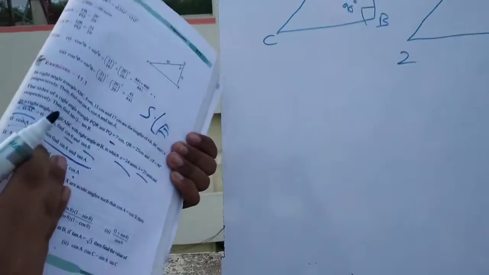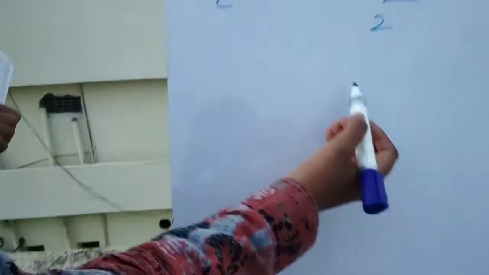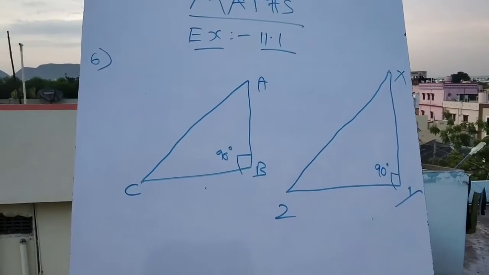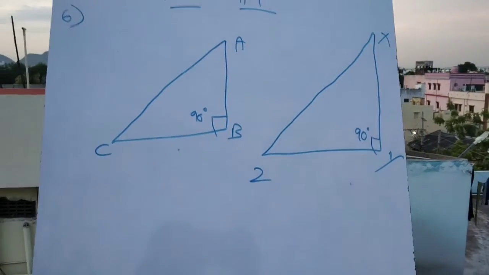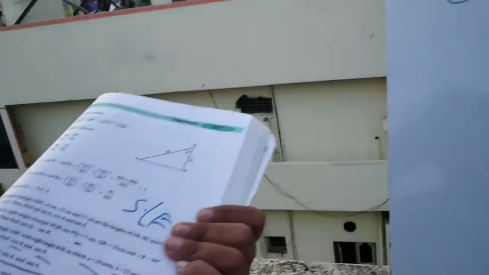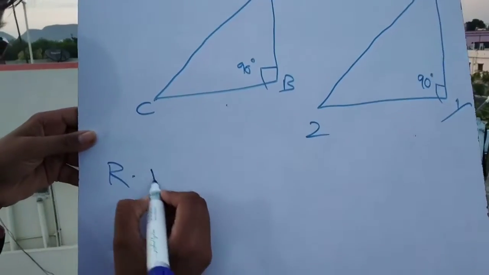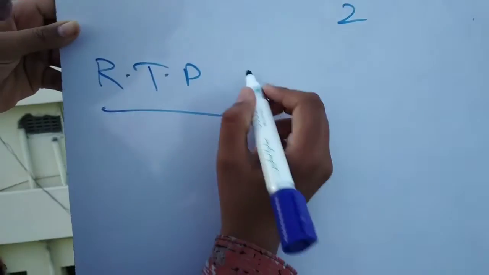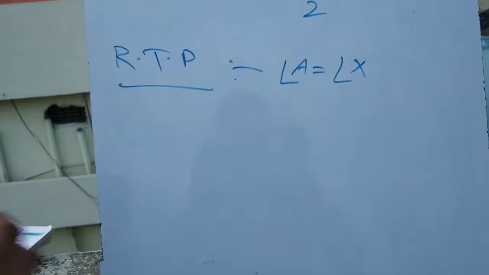So friends, now we are going to start our sixth sum, and in this sum he has given that in triangle ABC and triangle XYZ, angle A and angle X are acute angles, which means they are not 90 degrees, and cos A is equal to cos X. Then we have to show that angle A is equal to angle X. RTP, required to prove: angle A is equal to angle X. We need to prove this one.